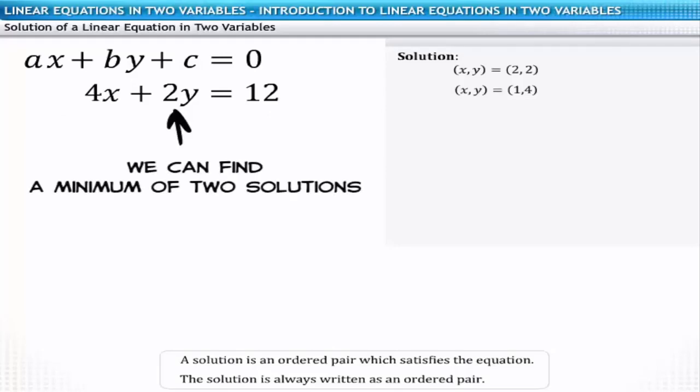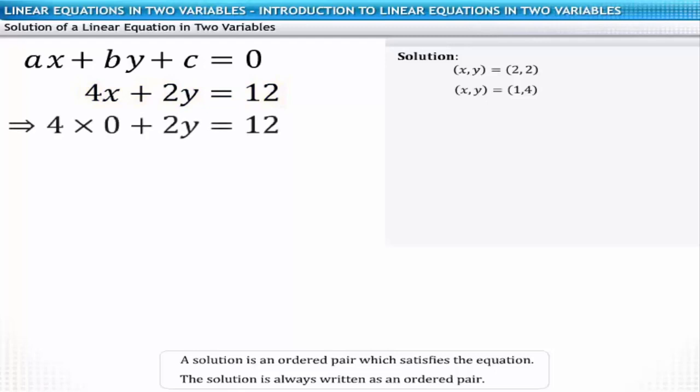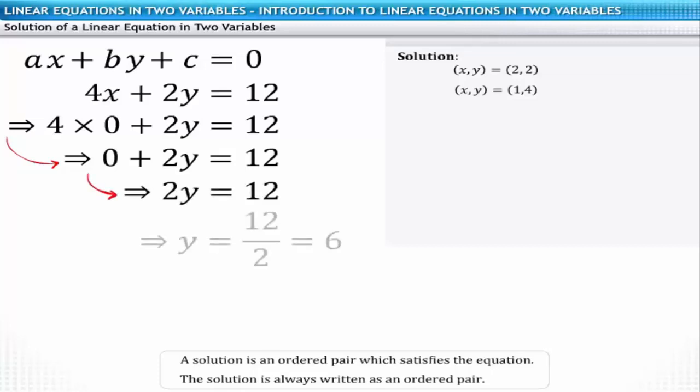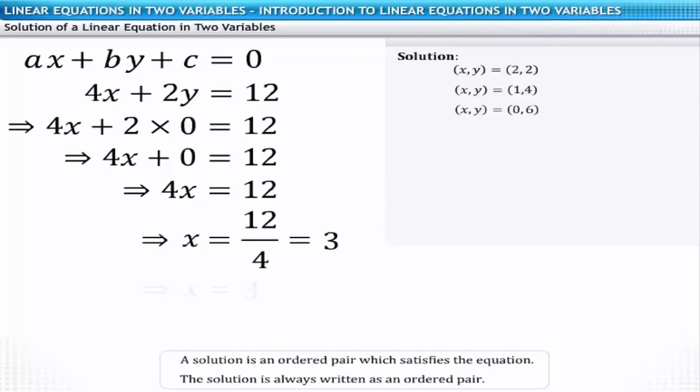There is a clear way of finding a minimum of two solutions to a given equation. Let's try it out with the same equation. Let's substitute 0 for x and find the value of y. Therefore, the solution is the ordered pair 0, 6. We can try it out with y substituted as 0. Let's see how the calculation is done. Now you can say that the ordered pair 3, 0 is another solution for the equation.